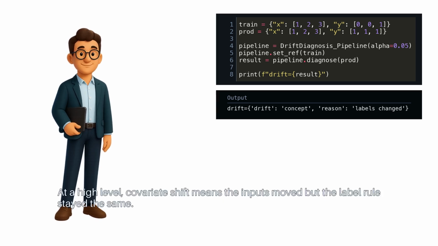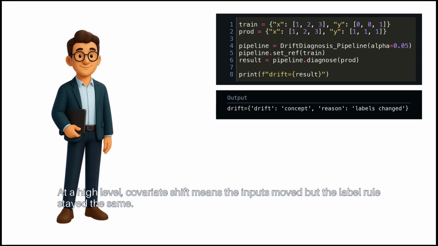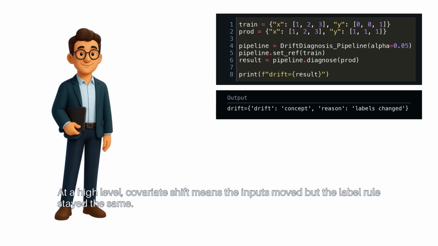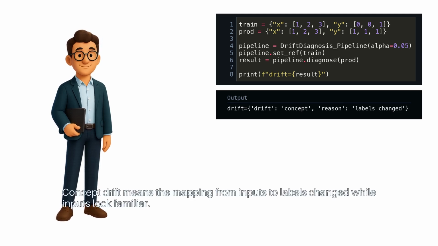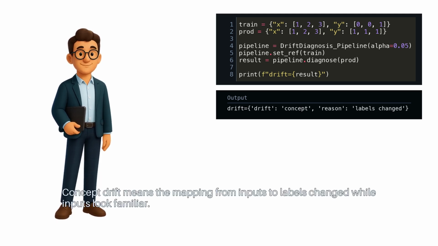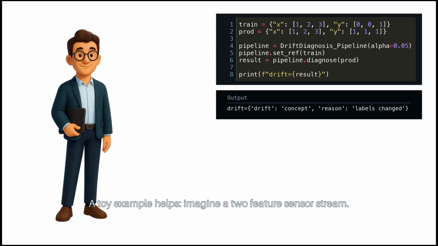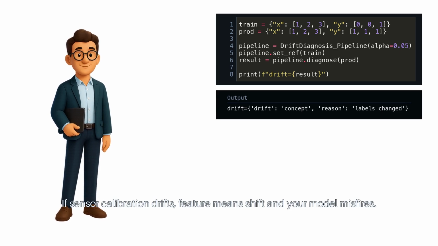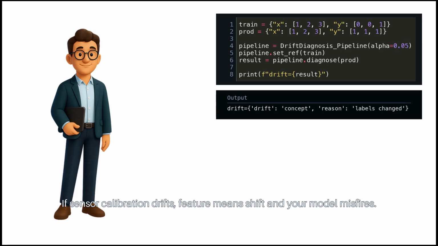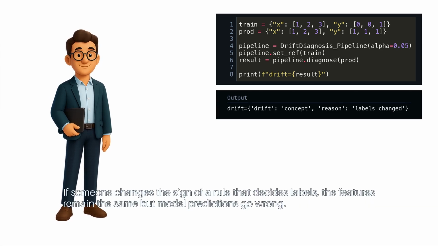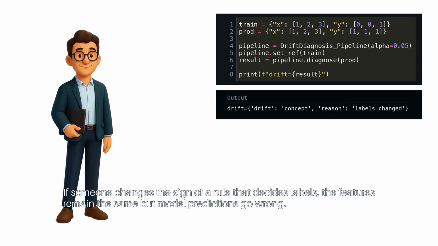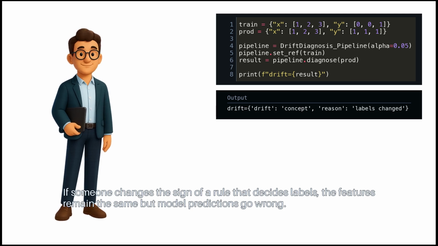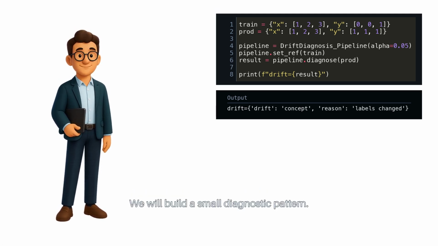At a high level, covariate shift means the inputs moved, but the label rule stayed the same. Concept drift means the mapping from inputs to labels changed, while inputs look familiar. A toy example helps. Imagine a two-feature sensor stream. If sensor calibration drifts, feature means shift and your model misfires. If someone changes the sign of a rule that decides labels, the features remain the same, but model predictions go wrong.